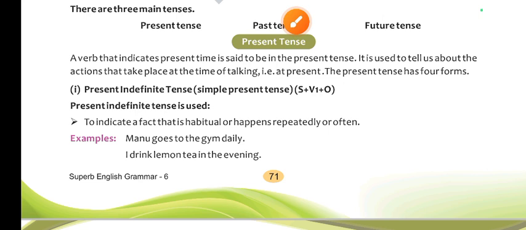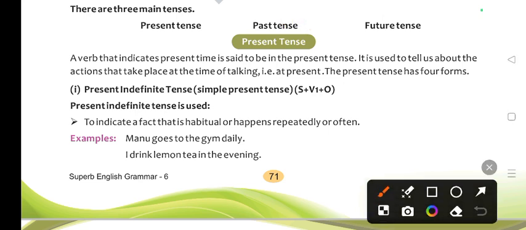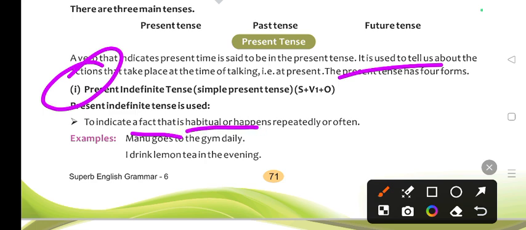Let's try to understand about present tense. A verb that indicates present time is said to be in the present tense. It is used to tell us about the action that takes place at the time of talking, at present. The present tense has four forms. Even you should know that present tense is used to indicate a fact that is habitual or happens repeatedly or often. For example, Manu goes to the gym daily, so it's a daily routine of Manu. I drink lemon tea in the evening. This is my daily routine.